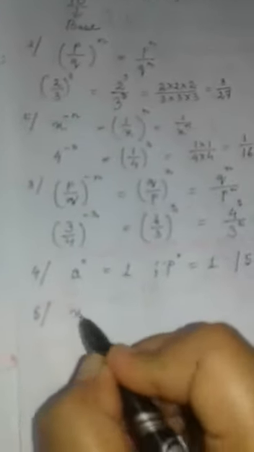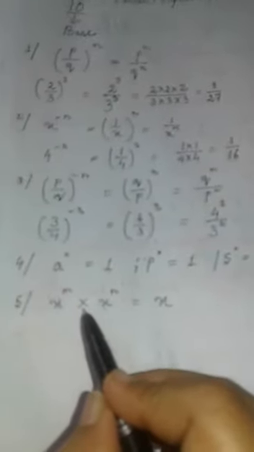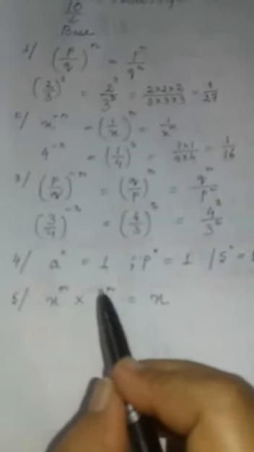Then number 5: x raised to the power m into x raised to the power n. Now see it carefully. Here our base is the same. So when the base is the same, we write it one time, a single x. Then as it is given multiply, we add the powers. The power is m and here the power is n, so it will be m plus n.